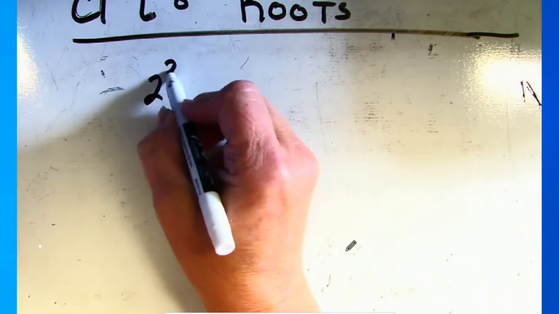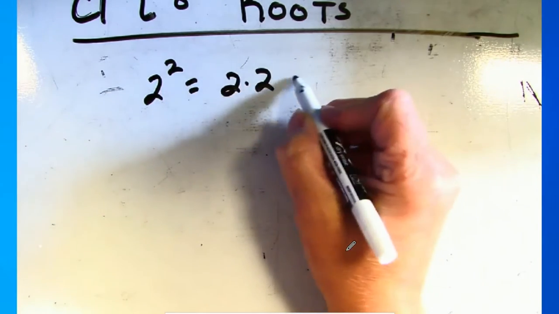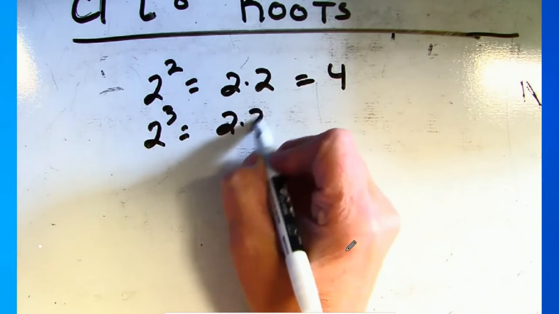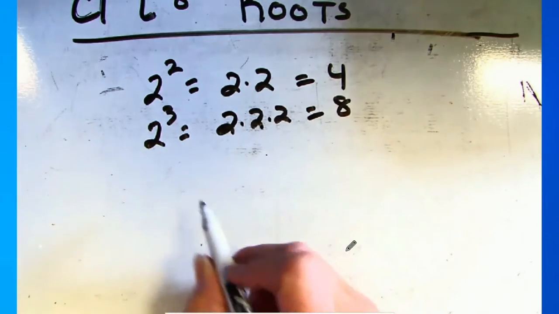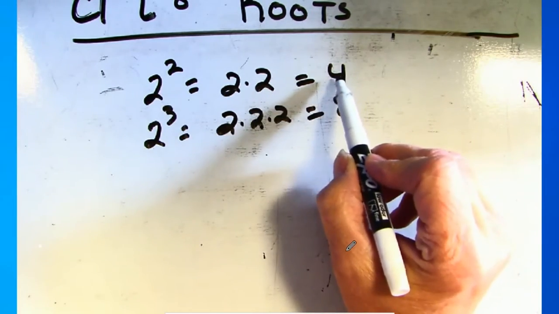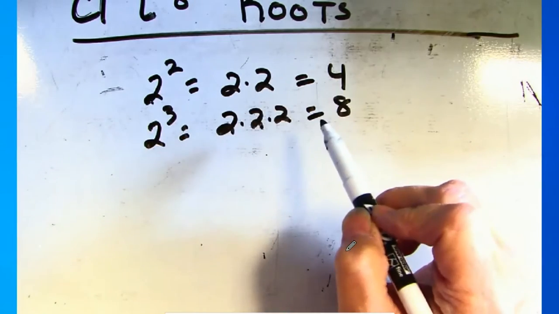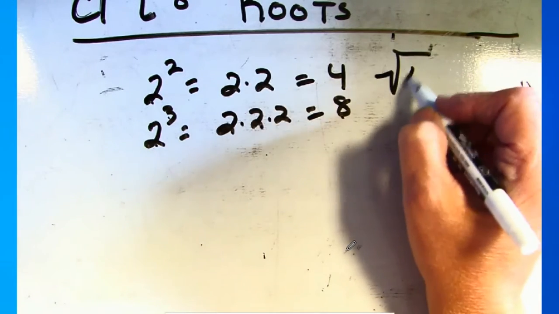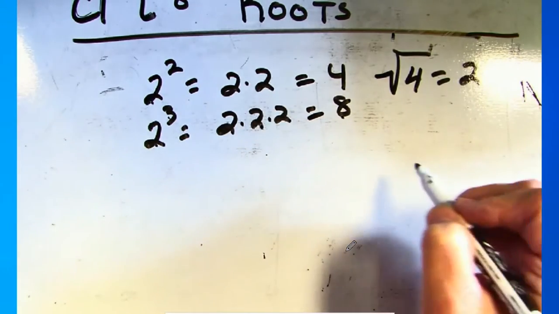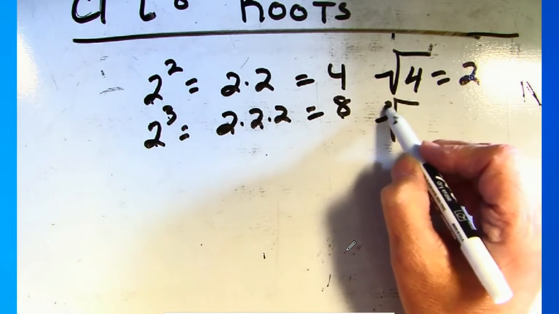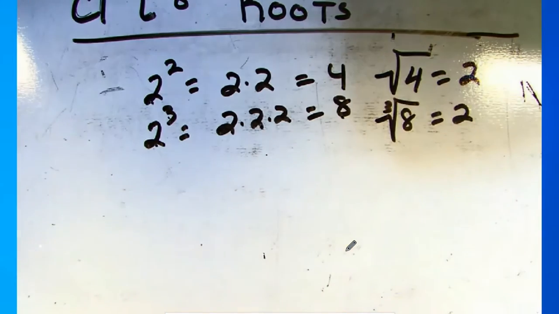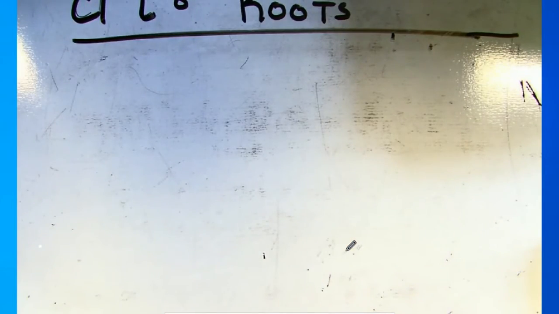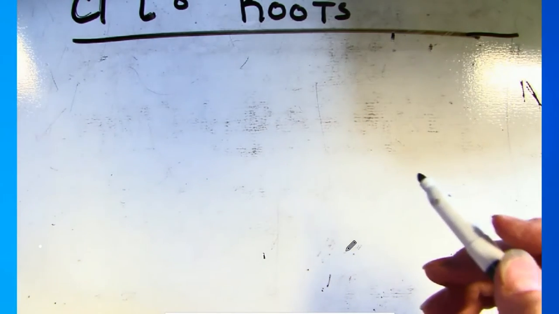If I took 2 squared, that would be 2 times 2, which equals 4. And 2 to the third power would equal 2 times 2 times 2, which equals 8. So, if I ask you what is 2 squared, you'd say 4. If I asked you what 2 cubed was, you'd say 8. If I asked you what the square root of 4 is, you would tell me it's 2. If I asked you what the cube root of 8 is, it's 2. So a square root is any number times itself, but a cube root is any number times itself 3 times.